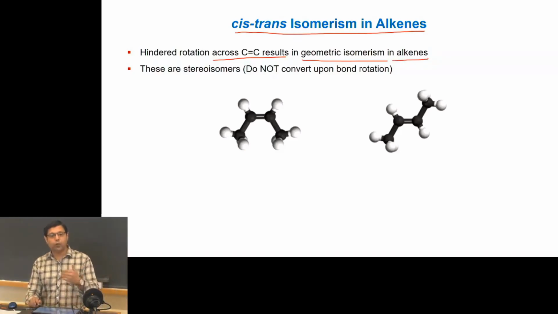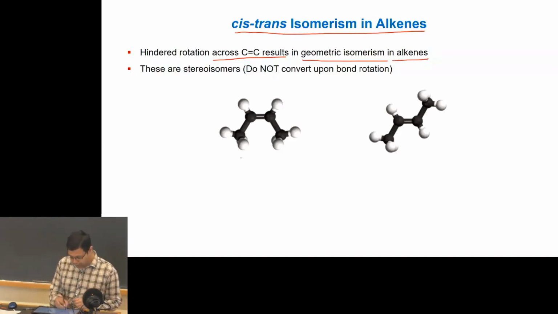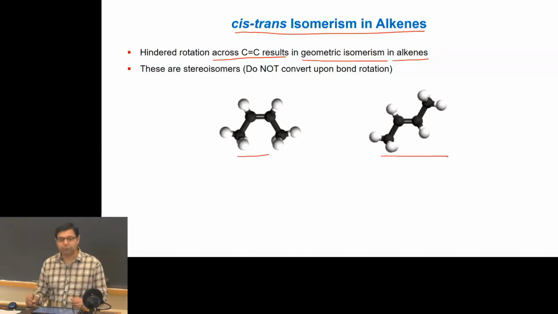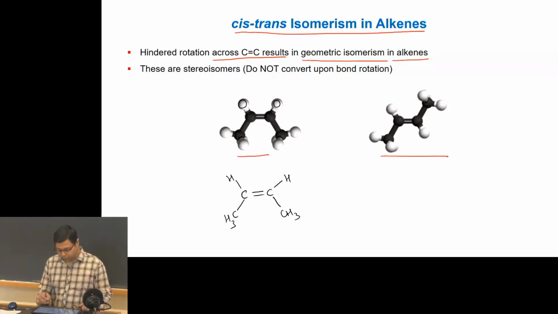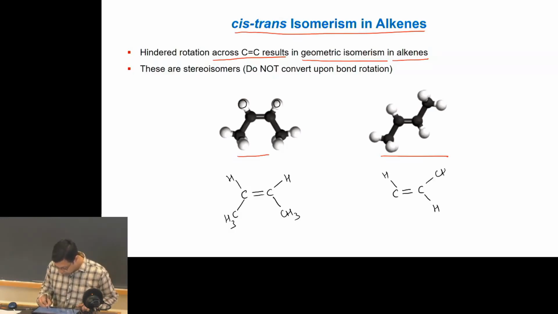So let's understand what that statement means with the help of these two molecules as the examples. So let me write out the structure of these two molecules. C double bond C, each of them have a hydrogen, and you have CH3 on each of the carbon. If you write this molecule, again C double bond C, CH3 and CH3.